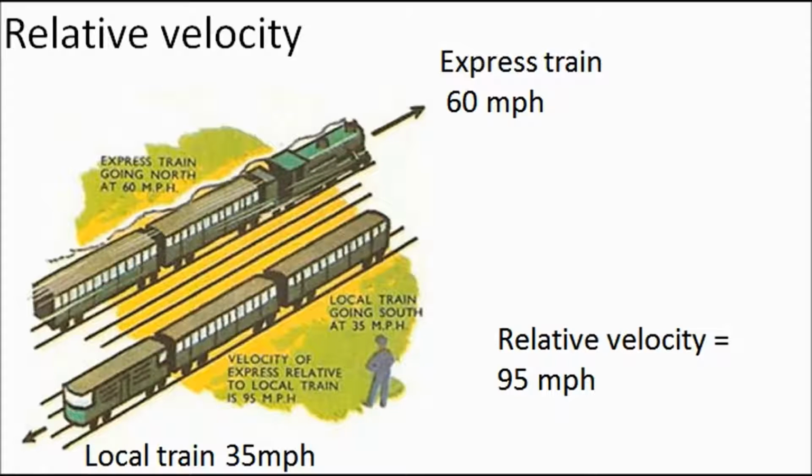Well, you add the speeds up. Because you're going in the opposite direction, you have to add those speeds up. It's going to look even faster because you're going in the opposite direction. So your relative velocity there is going to be 95 miles per hour. So in the first example, you subtract one speed from the other, and in this example, you add those speeds up. But like I said, that's fairly common sense. We see that quite a lot in our everyday lives.